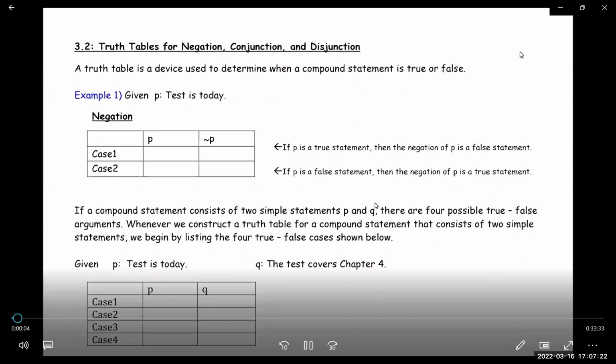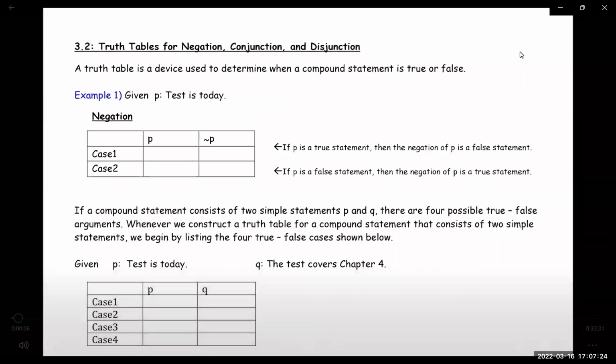All right, so we're continuing our talk on logic. In this section, we're going to go over what truth tables are. And we're going to look at truth tables for negations, for conjunctions, and disjunctions.